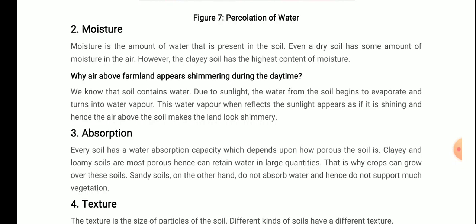So that is why the crops can grow over the soil. Sandy soil, on the other hand, does not absorb water and hence does not support much vegetation. Clear, students? Very important point this one. Absorption is a very important property of the soil. Every soil has a different water absorption capacity depending on the size of the particle, and we discussed that clay and loamy soil are the most porous, so they retain water in large quantity. That is why crops can grow over these soils, and sandy soils on the other hand do not absorb water. Clear, students?